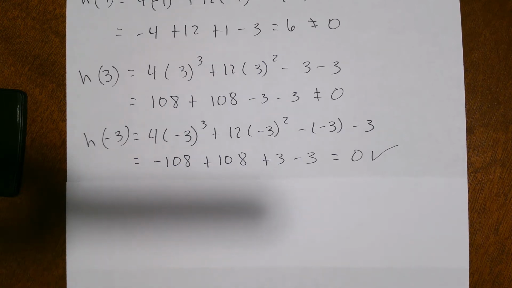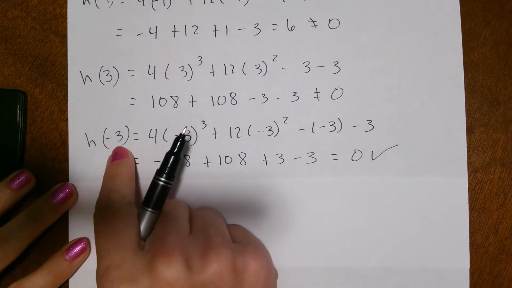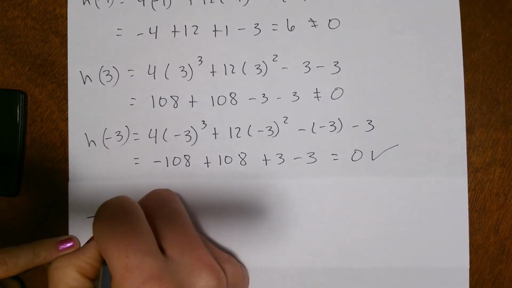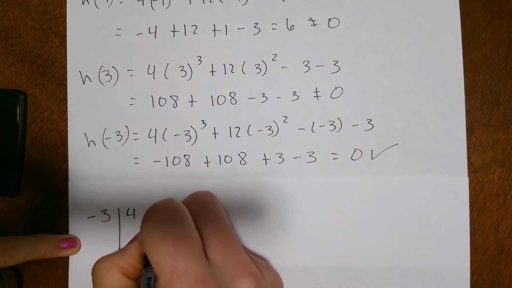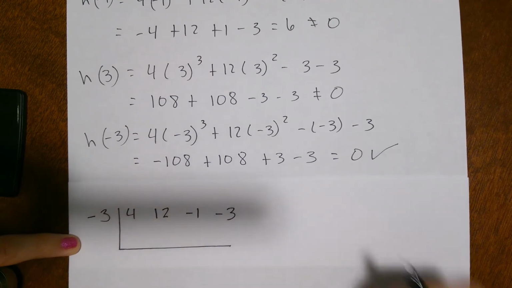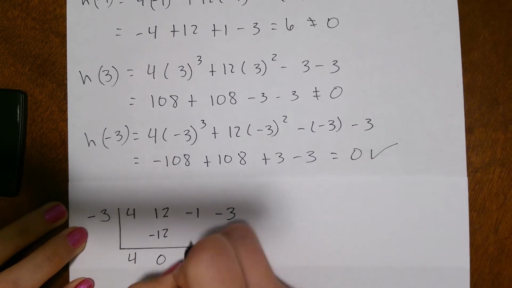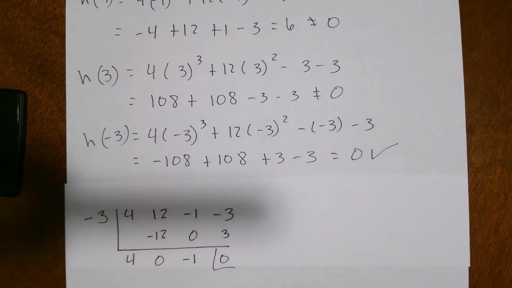We are dealing with linear factors, so since I'm dividing by something linear, I can go ahead and use synthetic division. So we're going to use synthetic division to divide out this 0 and see what I have left. So I'm going to use my 0, -3, and all of the coefficients from my original problem. So I have 4, 12, -1, and -3. Bring down my 4, multiply, add, multiply, add, multiply, and add. So I end up with 4, 0, -1.